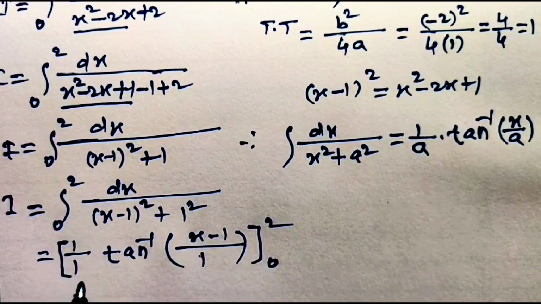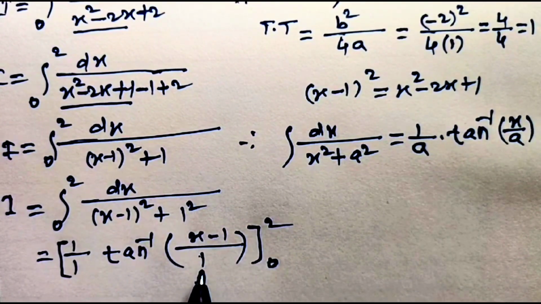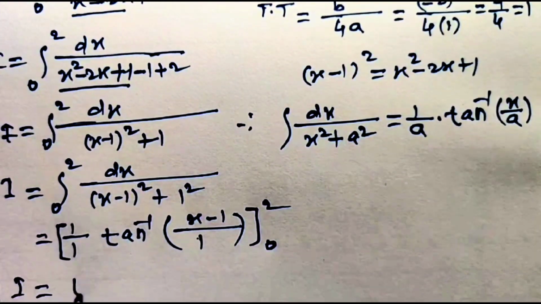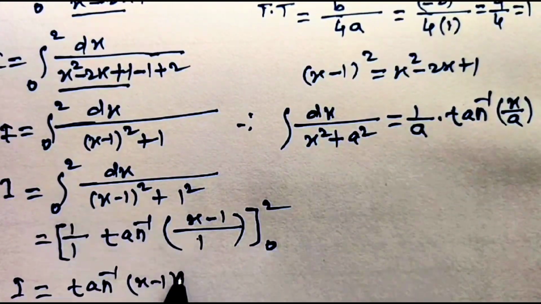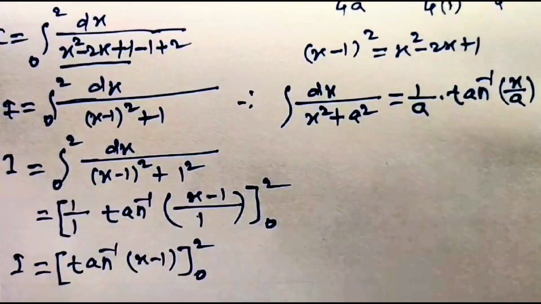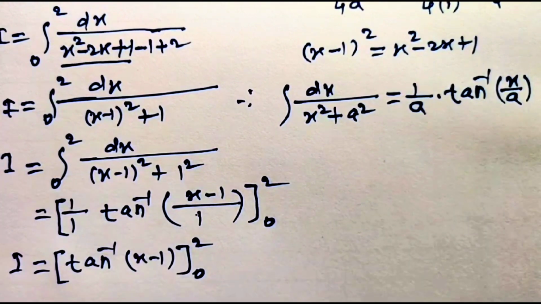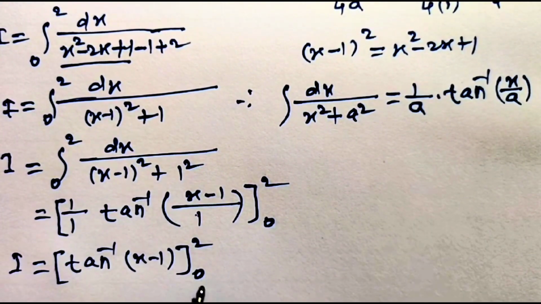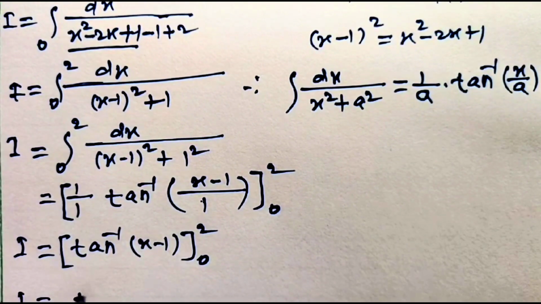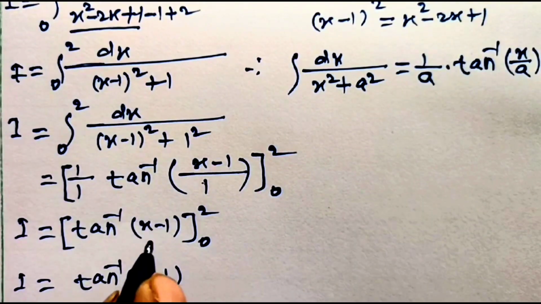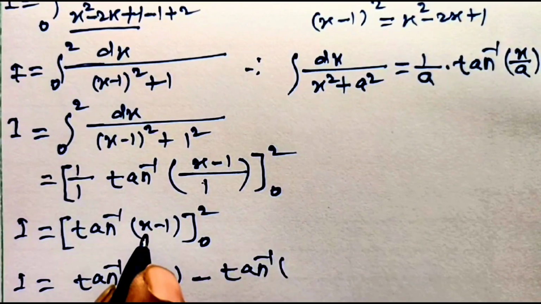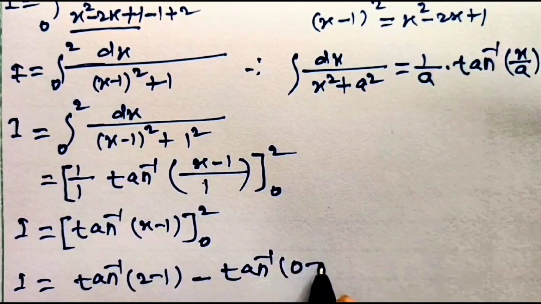1 upon 1 is 1, and x minus 1 upon 1 is x minus 1. So I is equal to tan inverse x minus 1, with limits from 0 to 2. First substitute the upper limit, means replace x by 2, and then with minus sign replace x by lower limit 0. Hence I is equal to tan inverse 2 minus 1, x is replaced by 2, minus tan inverse, now replace x by 0 minus 1.